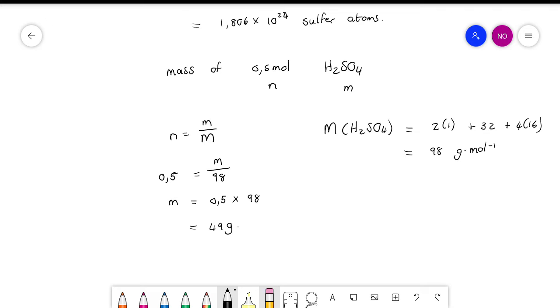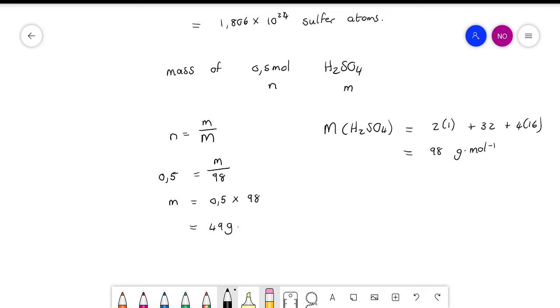Don't think about this as pie in the sky. This is a legit thing. If I measure off 1 mole of H2SO4, it's a liquid, then the scale will read 49 grams. Why? Because we have this relationship between amount of moles and mass and molar mass.